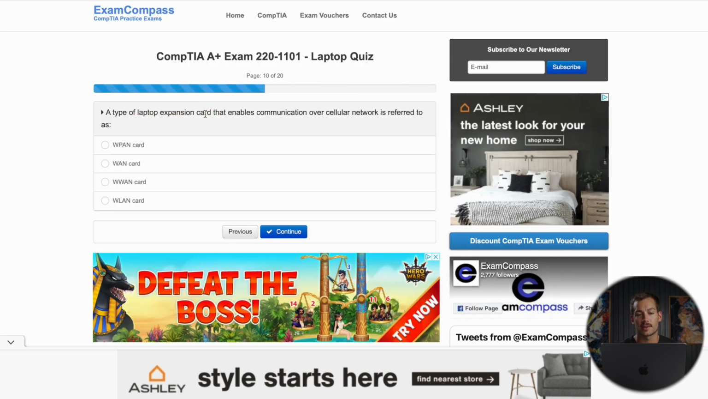The type of laptop expansion card that enables connection over cellular network is referred to as a... And then if you're taking the hint from the previous questions here, this one is a wide area network. And then the W at the front here is standing for wireless. So we're going to click that and we'll press continue.